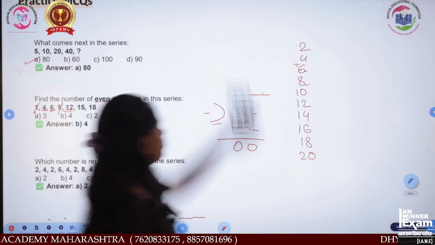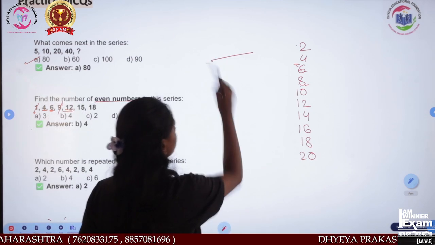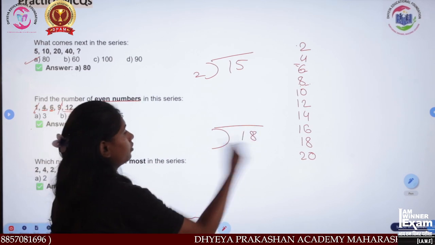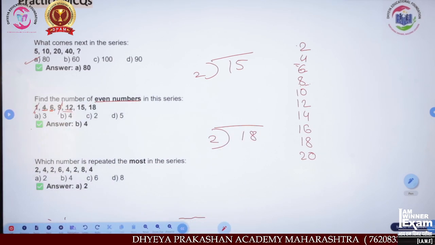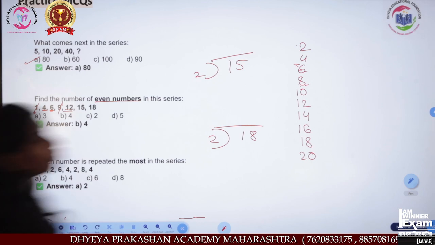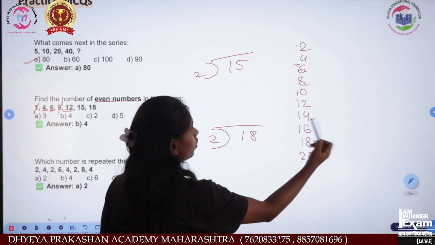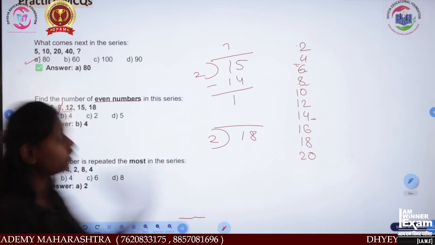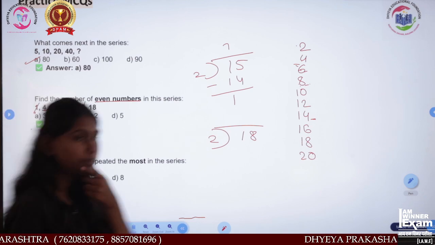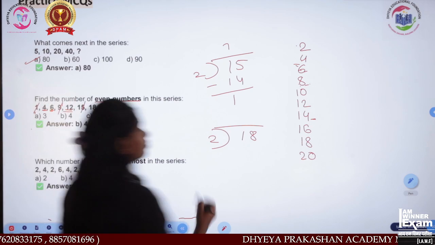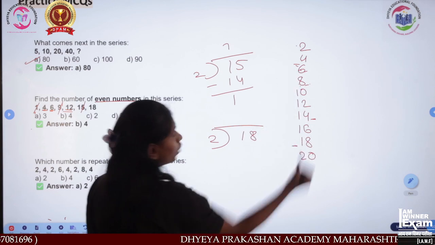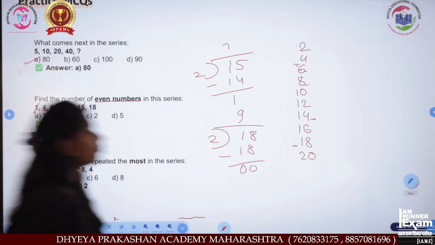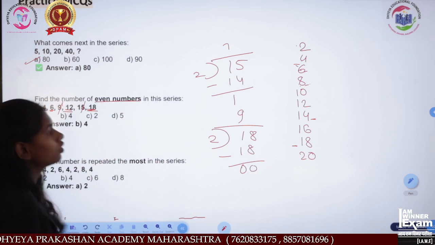The same for 15 and for 18. Now let's check if 15 is divisible by 2 or not. There is no 15 in the 2's table, so taking the smaller number, that is 2 sevens are 14. Then 1 is remaining. So 15 is not an even number, it means it's an odd number. Then 18. To have 18 in its table, 2 nines are 18 and then 0. So 18 is an even number.